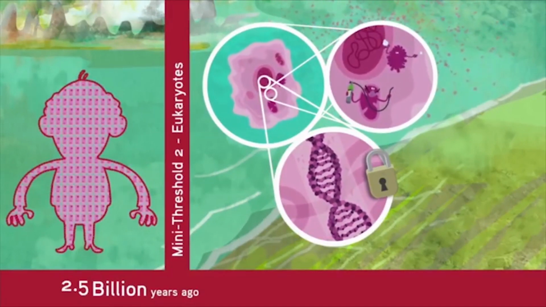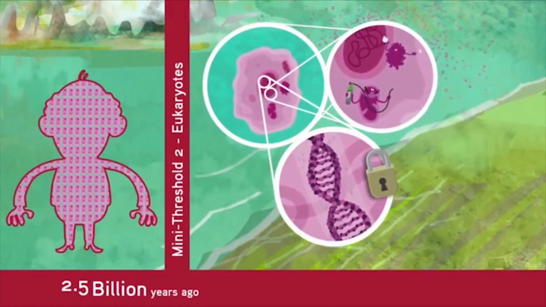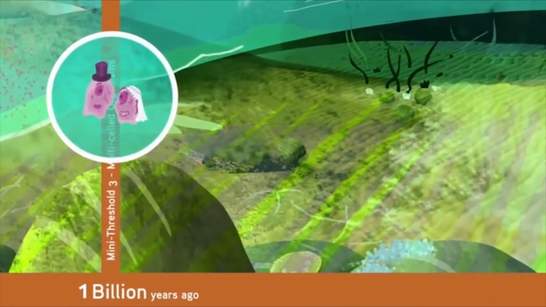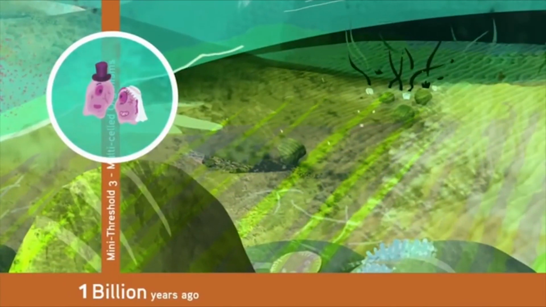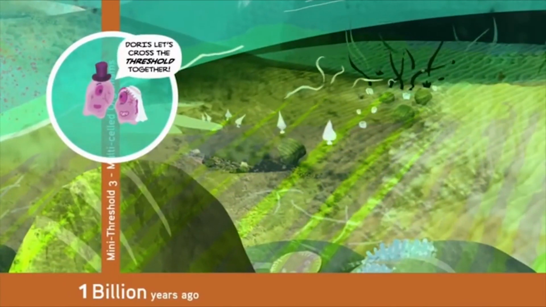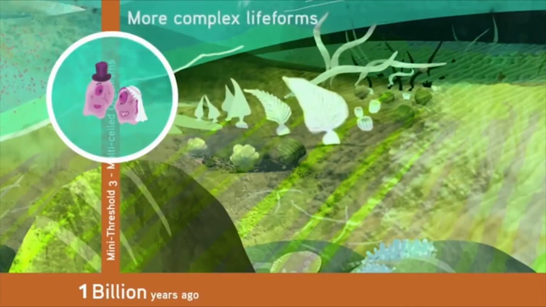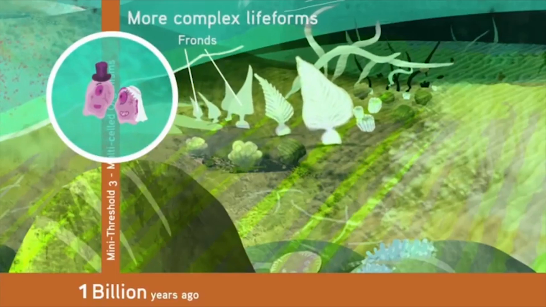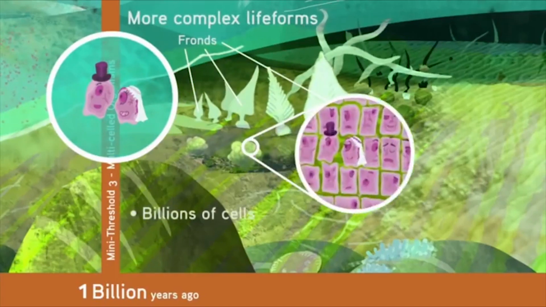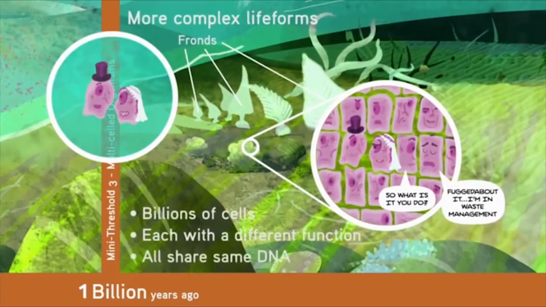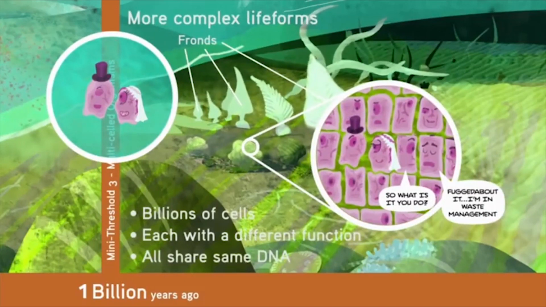Around 1 billion years ago, we crossed mini-threshold number 3, the introduction of the first multicellular organisms. In the same way specialized organelles came together to form more complex eukaryotes, different eukaryotes came together to form even more complex life forms. These organisms could contain billions of cells, each with a different function, but all sharing the same DNA. So they worked together.